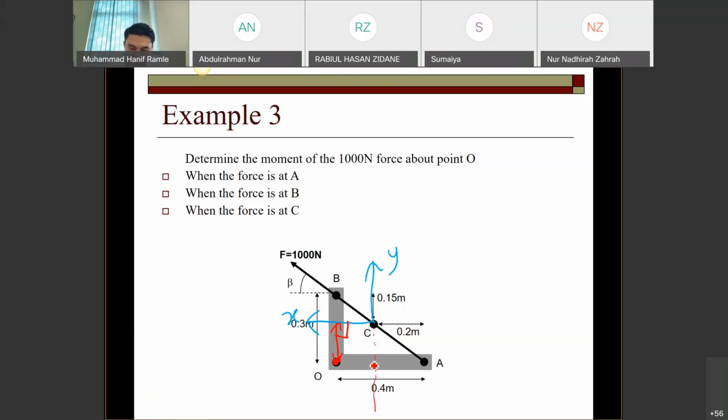Okay, this one, perpendicular, dy, dx, for example. And of course, you have to find the dy using trigonometry. Okay, all right, the answer for all cases should be similar. This is explaining about the principle of transmissibility.